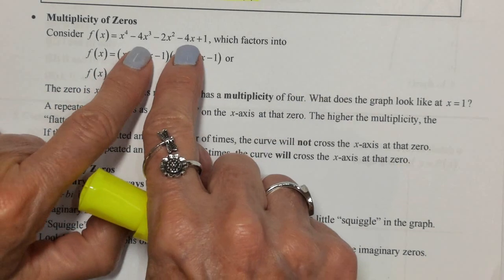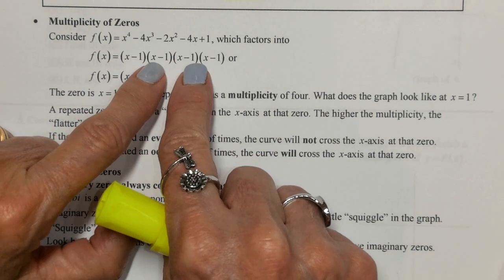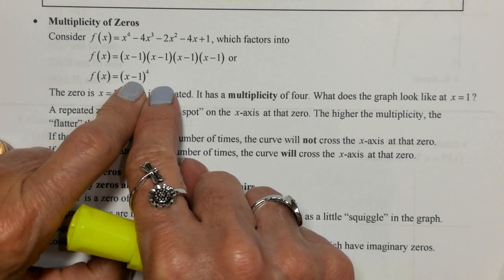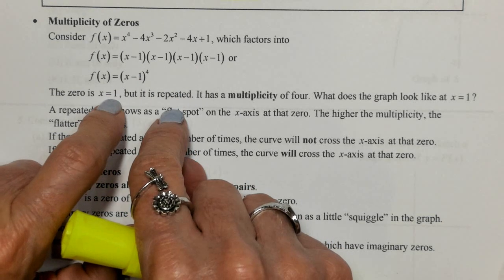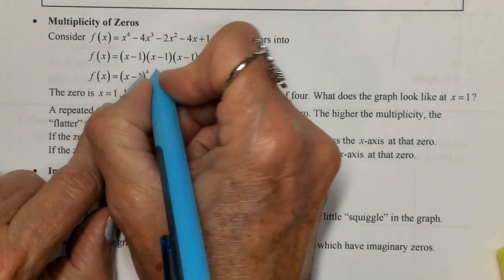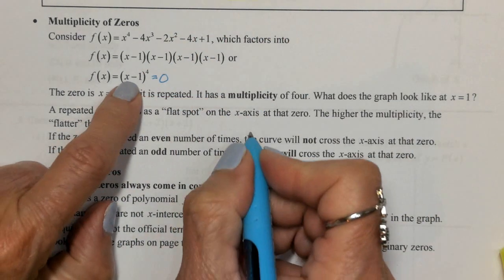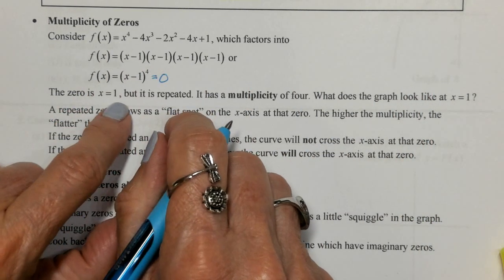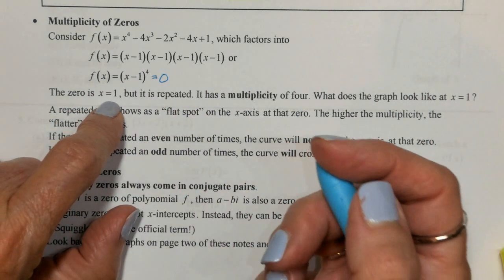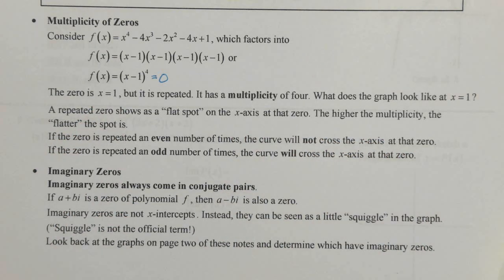Okay, let's talk about multiplicity of zeros. So let's consider this function. When I factor that, it factors into x minus 1 to the 4th power. If I set this equal to 0 and find the zeros, we find there's only one zero. This 4th degree polynomial has only one real zero, but it is repeated. It has a multiplicity of 4. What does the graph of that look like? Well, let's look at it.